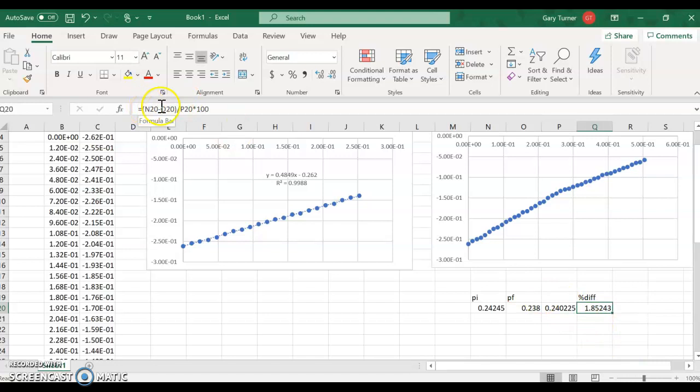So I take the difference between my two numbers, divide by the average, and then multiply that by 100 to put it on a percent. And my result is 1.85%. So what this is saying is that momentum is conserved in this case to within 2%. That's pretty good, right? That's actually pretty good.